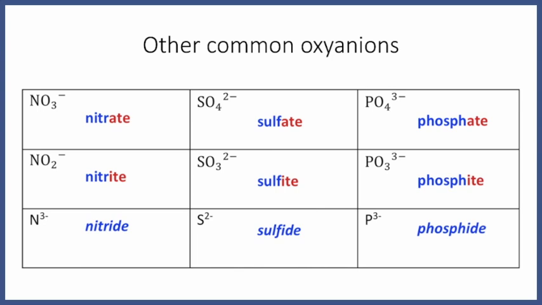So take a look at your table. You may have noticed that the charges of the oxyanions for sulfur all have a -2 charge. With phosphorus, the oxyanions all have a -3 charge, and those are just like the monatomic ions in that family. This makes it easier when you're trying to remember the charge. But if you look at the nitrogen family oxyanions, you'll notice that nitrate and nitrite both have a -1 charge. Nitride has a -3. So you're just going to have to memorize those.